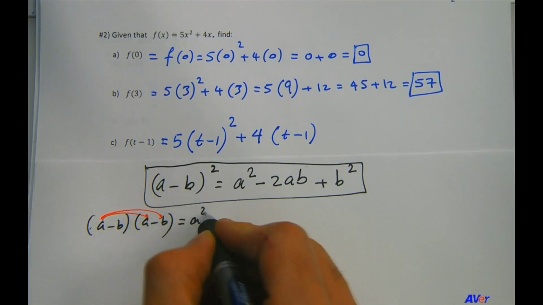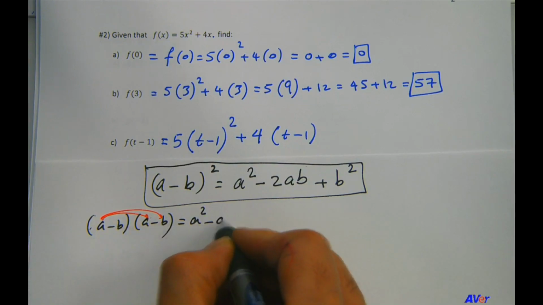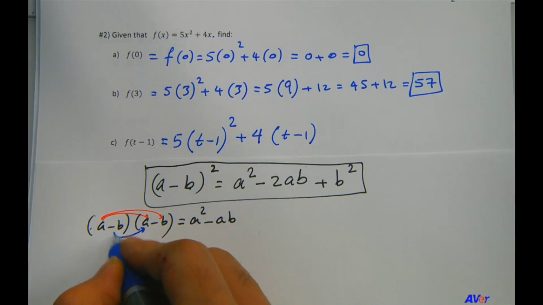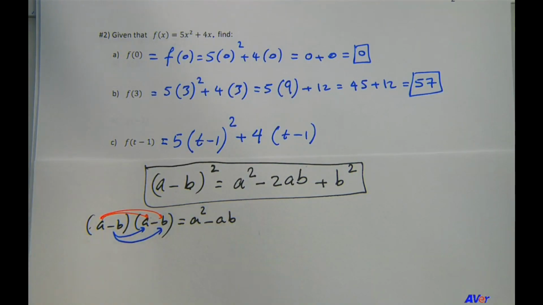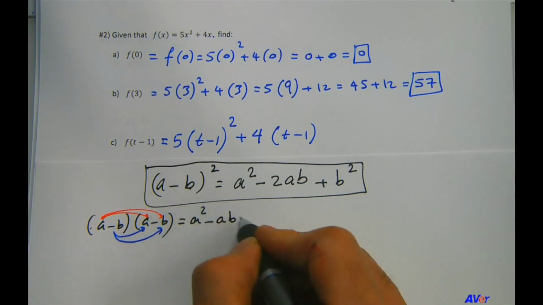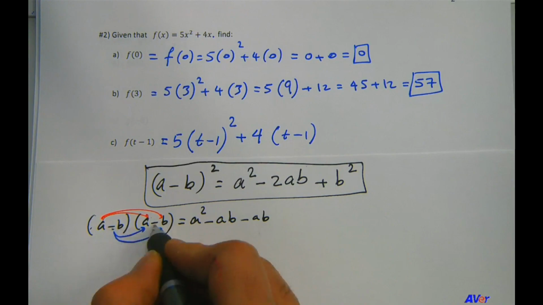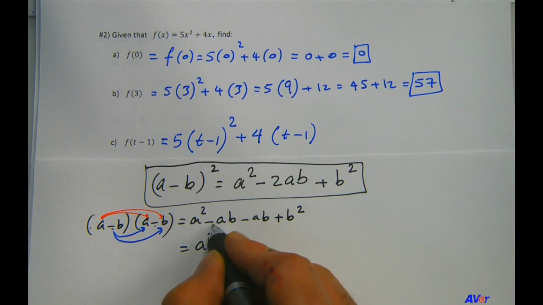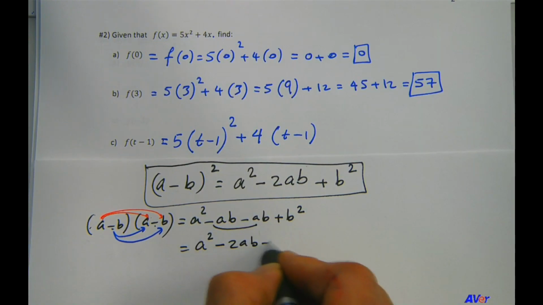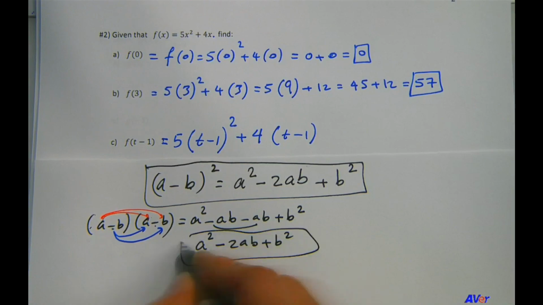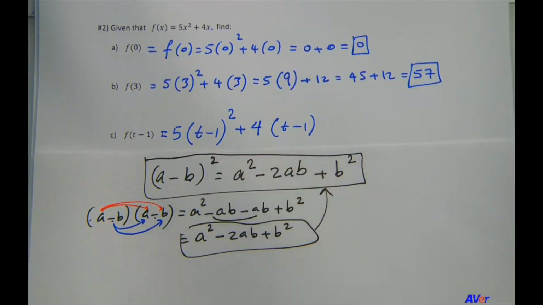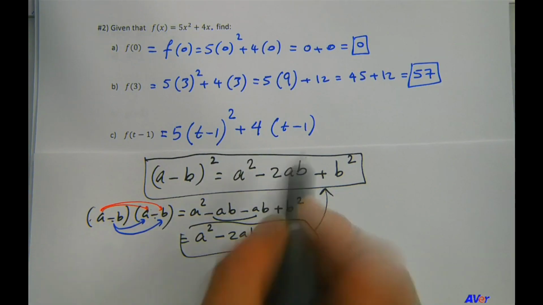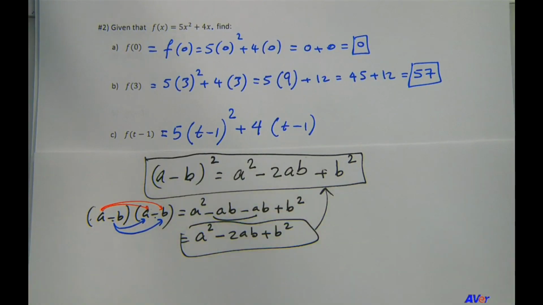A times a is a squared. A times minus b is minus ab. Then distribute minus b into the a minus b. So what do we get? Minus b times a is minus ab again. Minus b times minus b is plus b squared. Equals a squared, add these two, minus 2ab plus b squared. Compare this with that. So you get the same thing. But look how much more time FOILing takes than memorizing this and writing it down immediately.